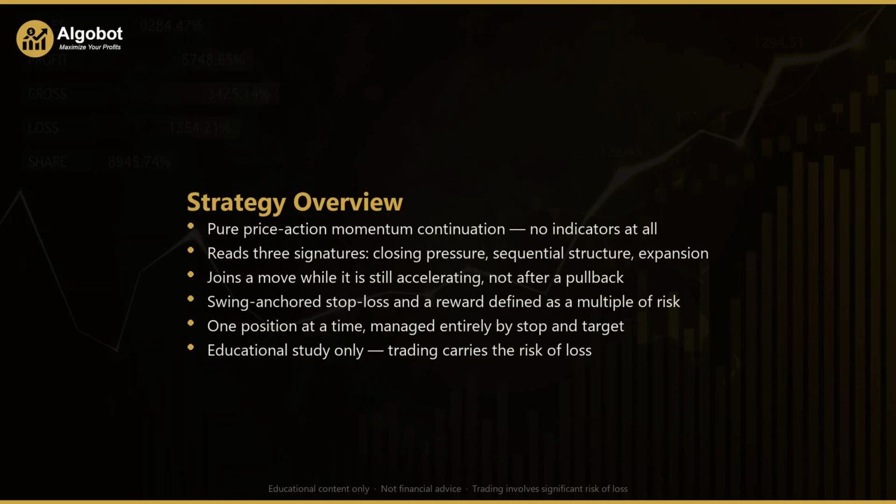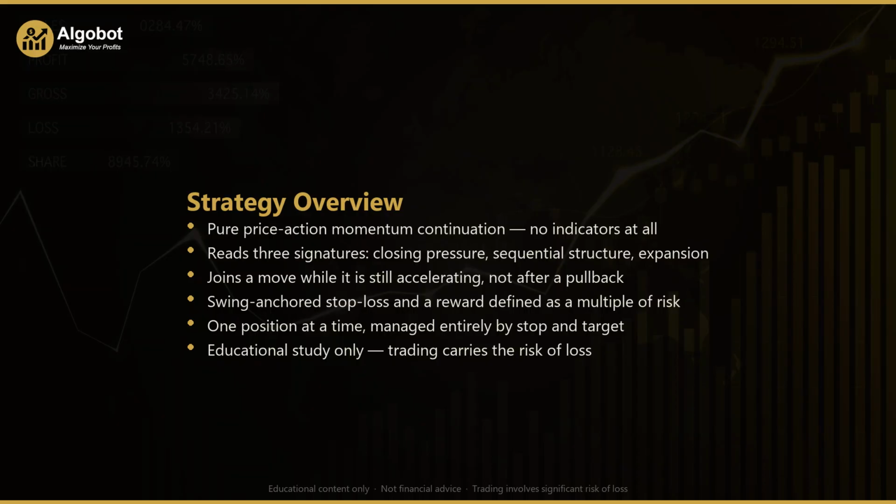This strategy is built entirely from raw price data. There are no moving averages, no oscillators, and no external indicators of any kind. Every value it needs is calculated directly from the open, high, low, and close of recent candles. It measures three things at once: how strongly each candle closes within its own range, whether the candles form a strictly sequential structure of higher highs or lower lows, and whether the overall run is accelerating and large relative to the recent average candle size.